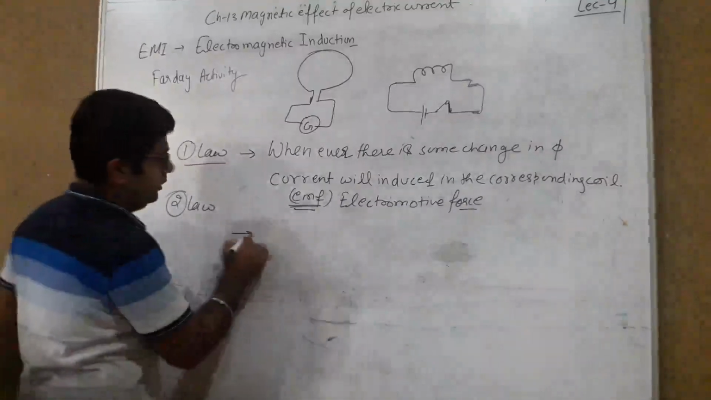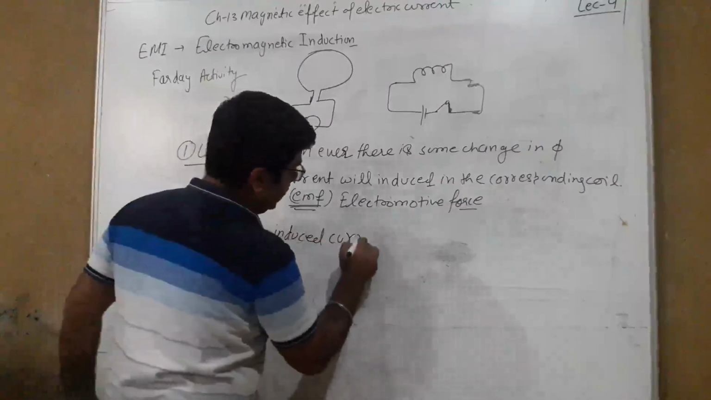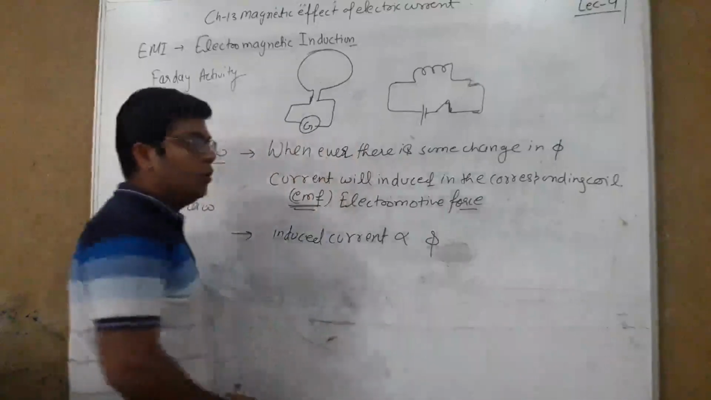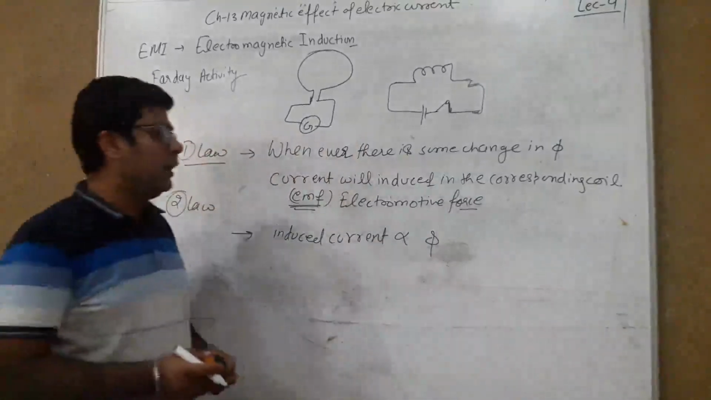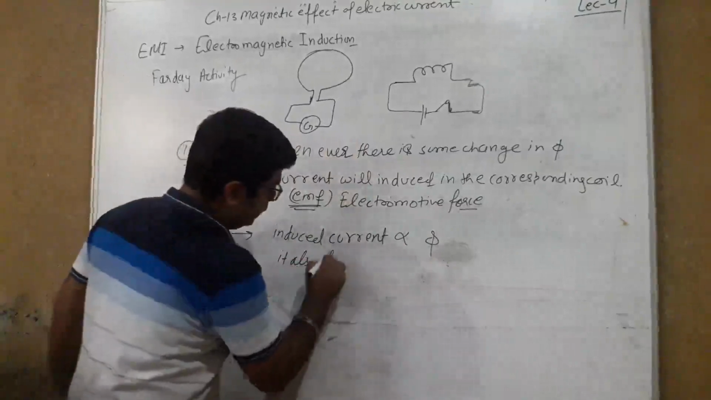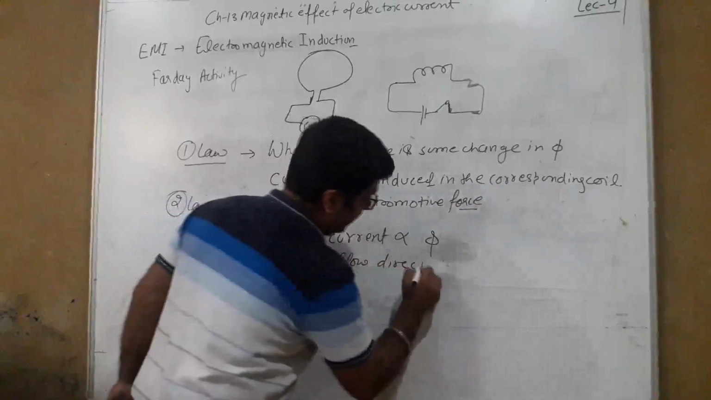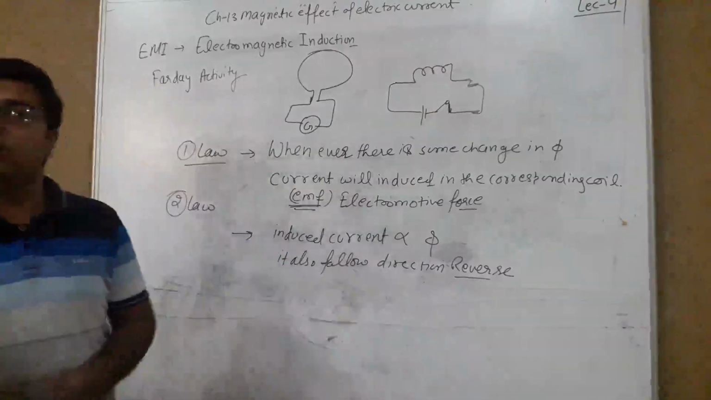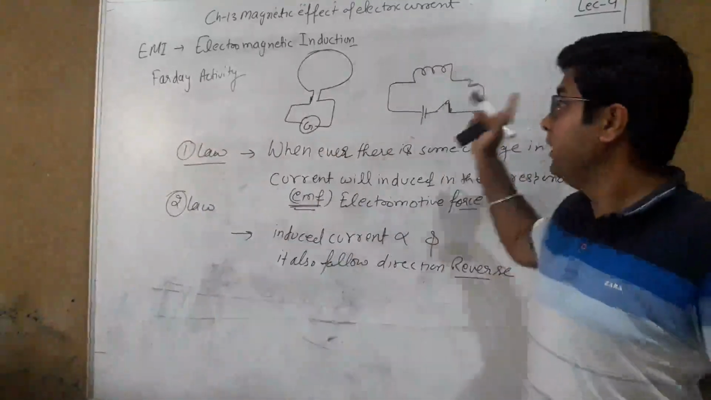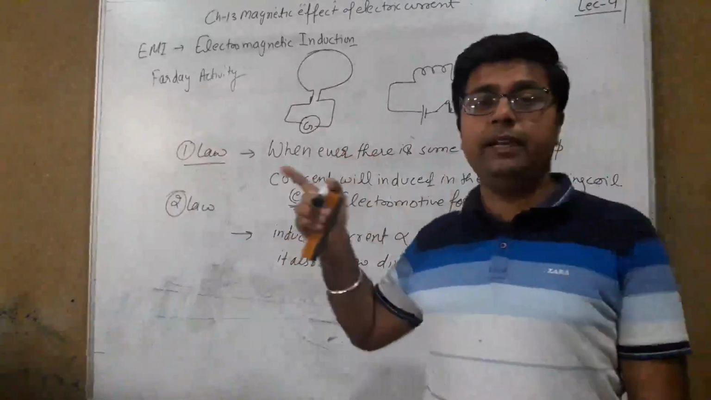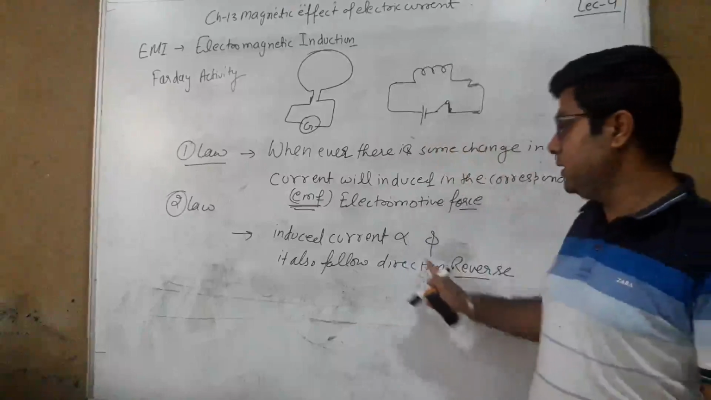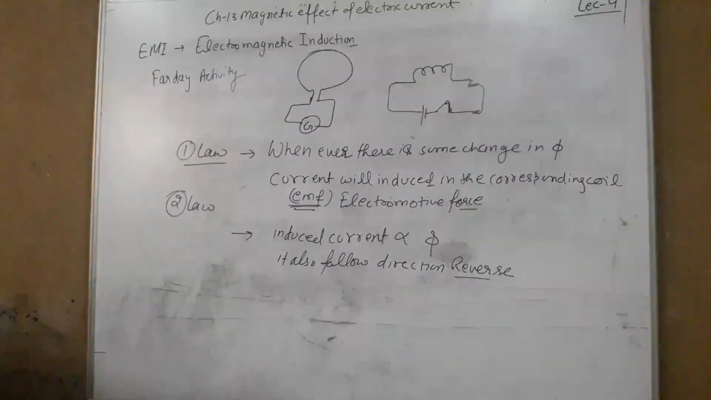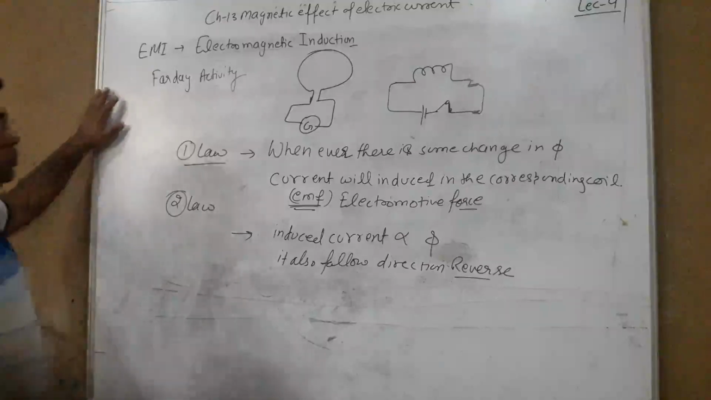Okay, now the second point is, EMF or induced current is directly proportional to the amount of flux change. The more the change in flux, the more the induced current, and it also follows direction reversal. It means, as in the first example I showed you, if the direction of magnetic flux changes, the direction of induced current will also change. So note it down. We have two laws. Okay, done.